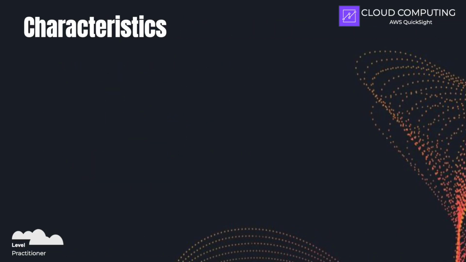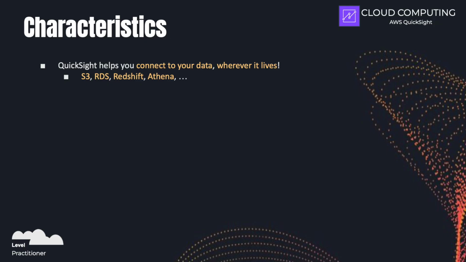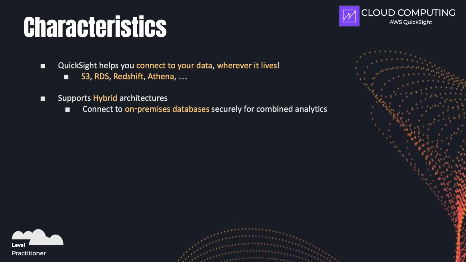Now let's talk about what QuickSight actually does at a high level. First, QuickSight helps you connect to your data wherever it lives. It can connect to common AWS data sources like Amazon S3, RDS, Redshift, Athena, and many others. It can also connect to data that you still host in your own data center as well. For example, a database that's running on-premises. As long as it's reachable over a secure network connection, it's all good. The main idea is you point QuickSight to where your data lives, and it will pull the data for analysis for you.